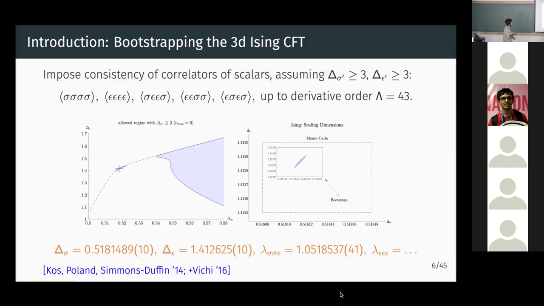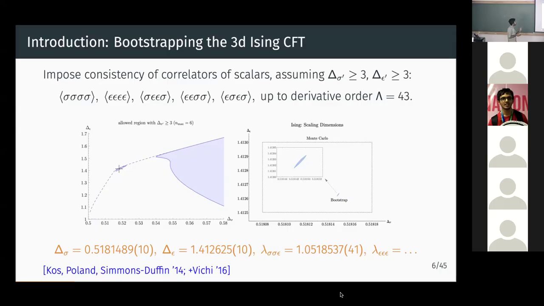And this little island is exactly where we expect the 3D Ising CFT to live based on Monte Carlo evidence and others. And so this region here is the result of pushing the numerical methods quite hard with just this system. And you can see it gets very, very small. And yes, so there's a numerical truncation involved. This lambda equals 43. You can keep pumping it up as high as you'd like.